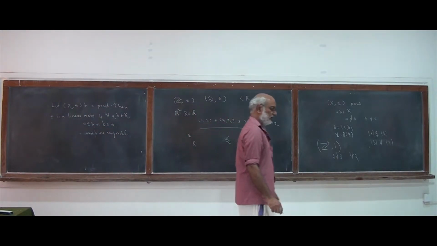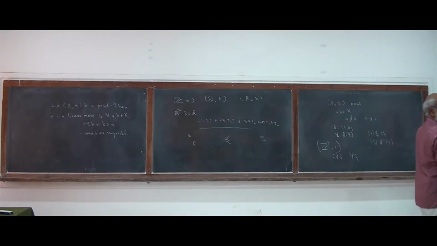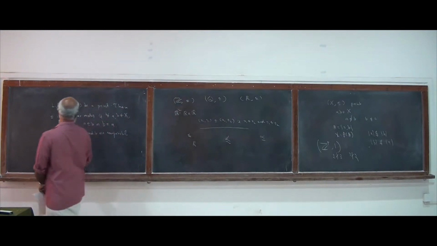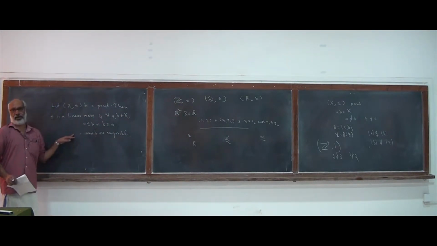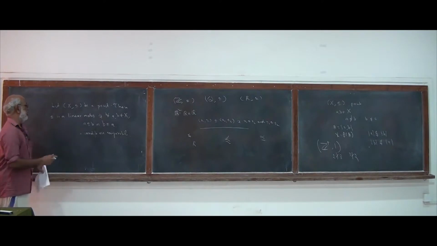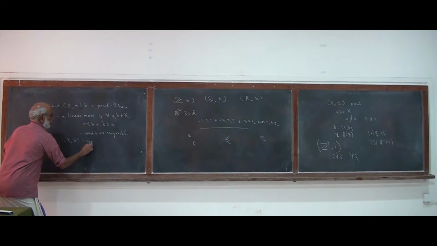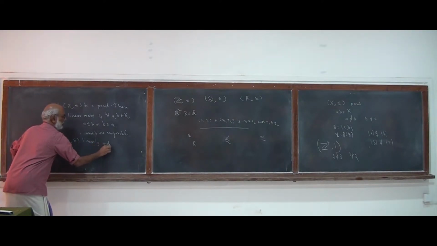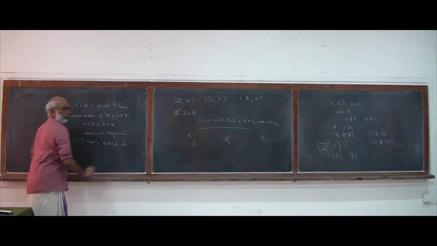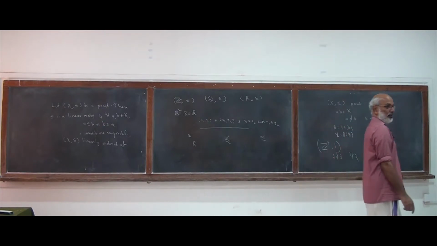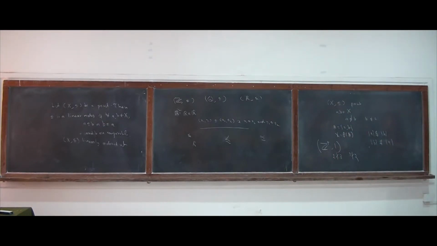This ≤ is a linear order if any two elements are comparable. That is, for any two elements A and B, either A is less than or equal to B or B is less than or equal to A. And in that case, we also say that this is a linearly ordered set. A linearly ordered set is an ordered pair (X, ≤), where X is a set and ≤ is a linear order.